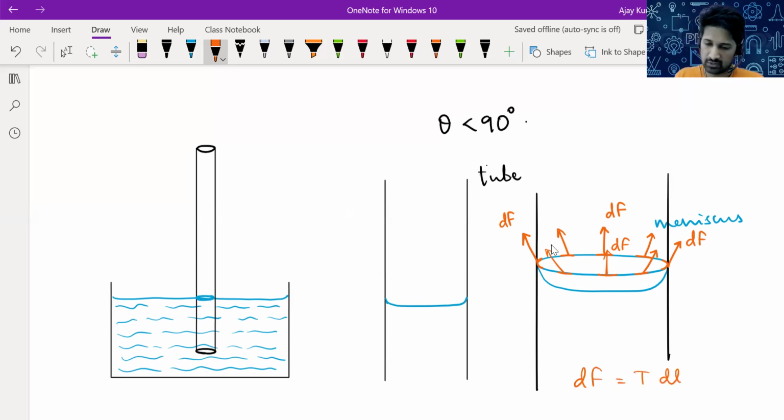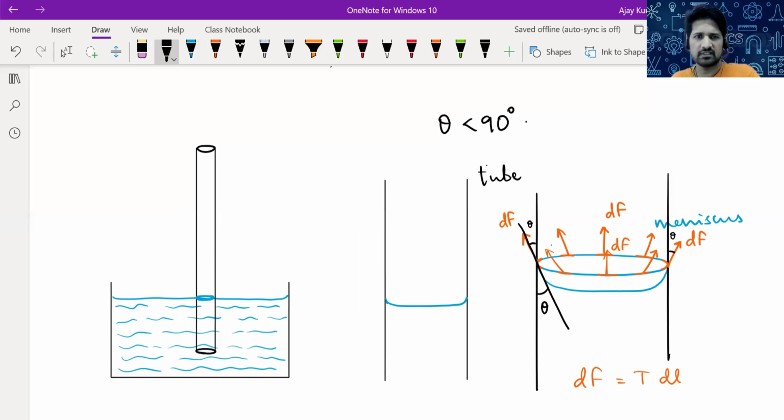And at what angle do they act? They act at the angle which is equal to the contact angle between the liquid and the tube, theta. So all these dFs will be acting at the same angle theta with the vertical. Hope you all are able to visualize. Tube is a vertical tube. The dF vectors are all at an angle theta, so they will all be making the same angle theta with the vertical.